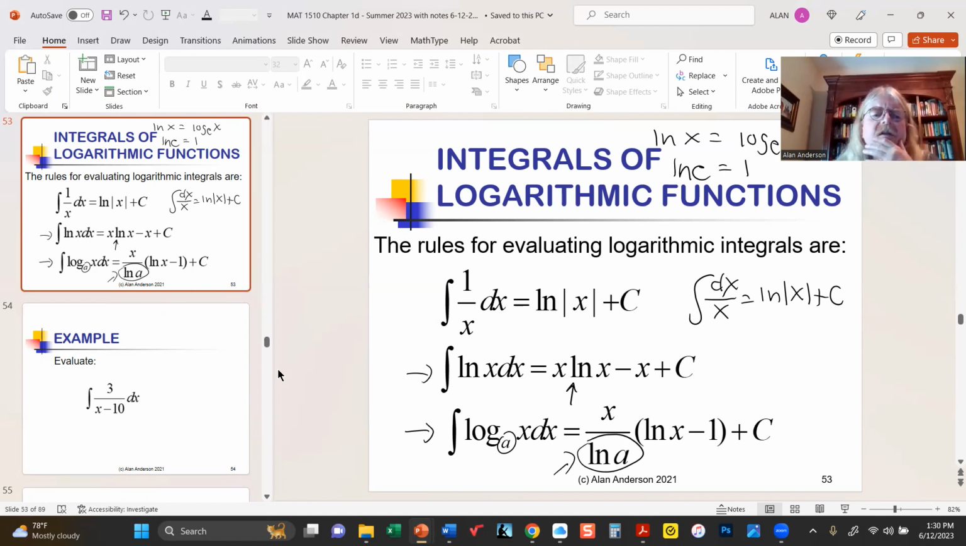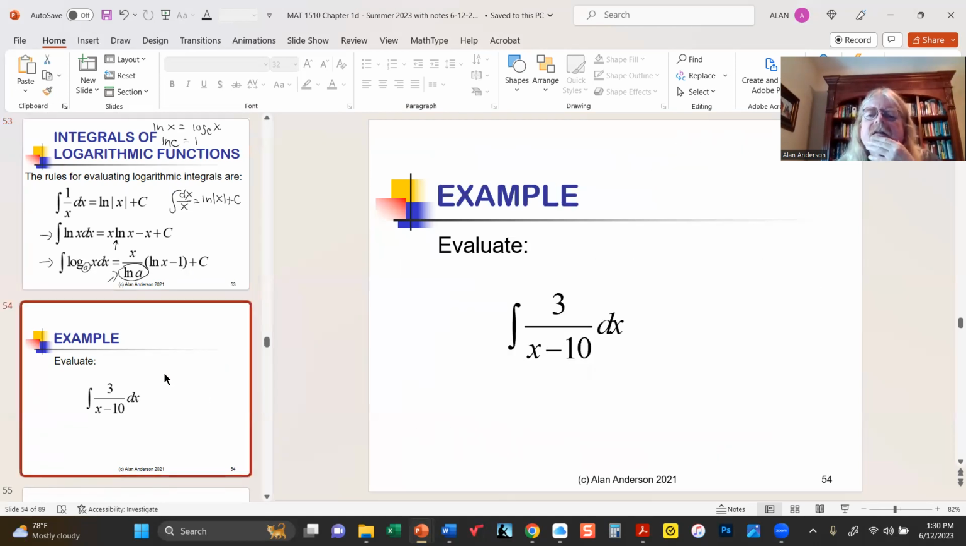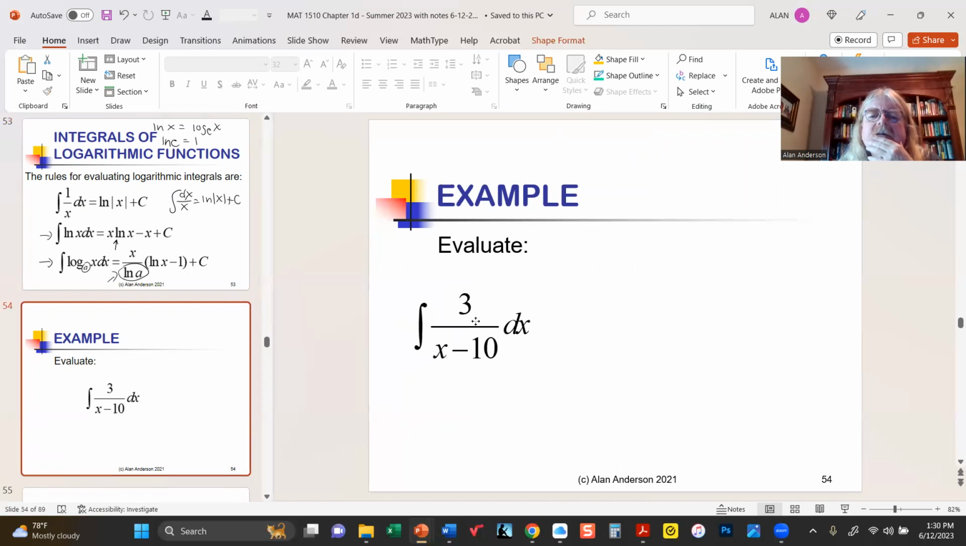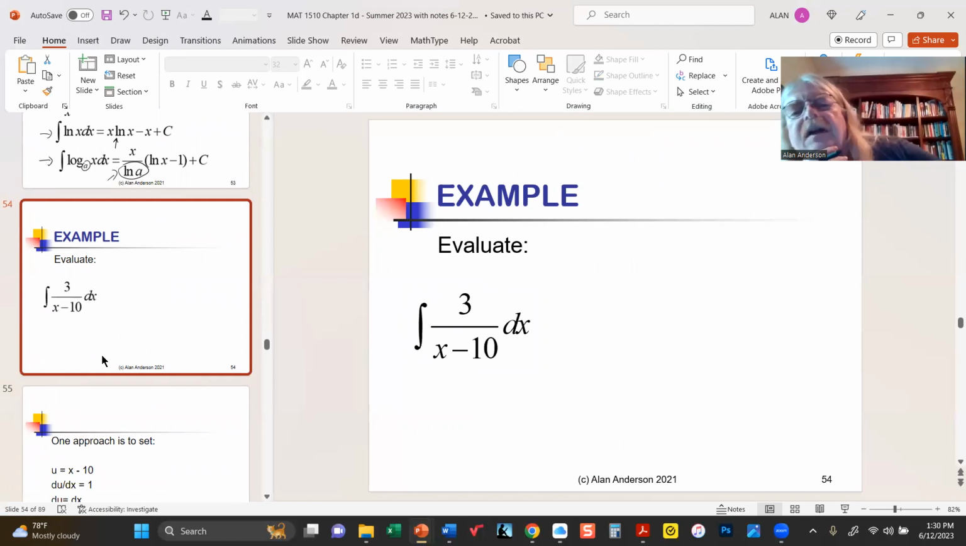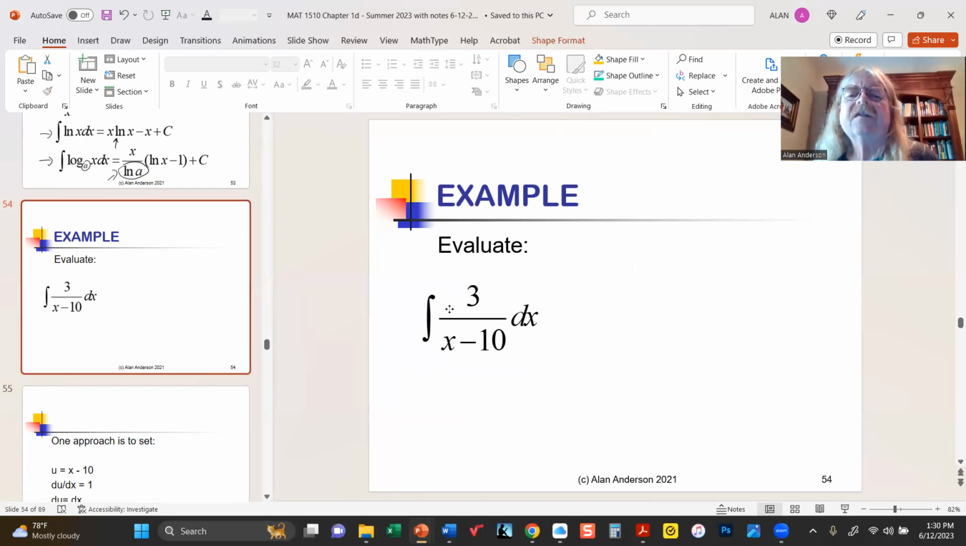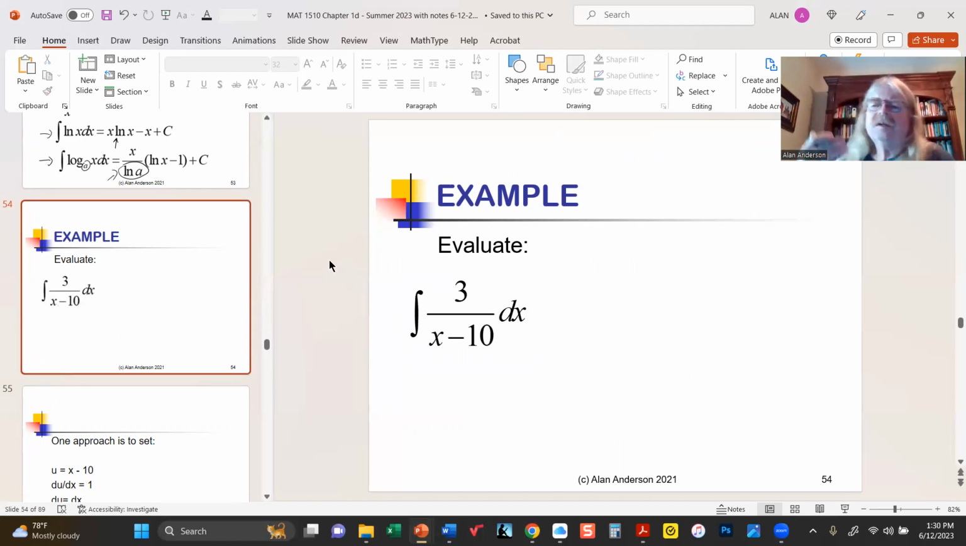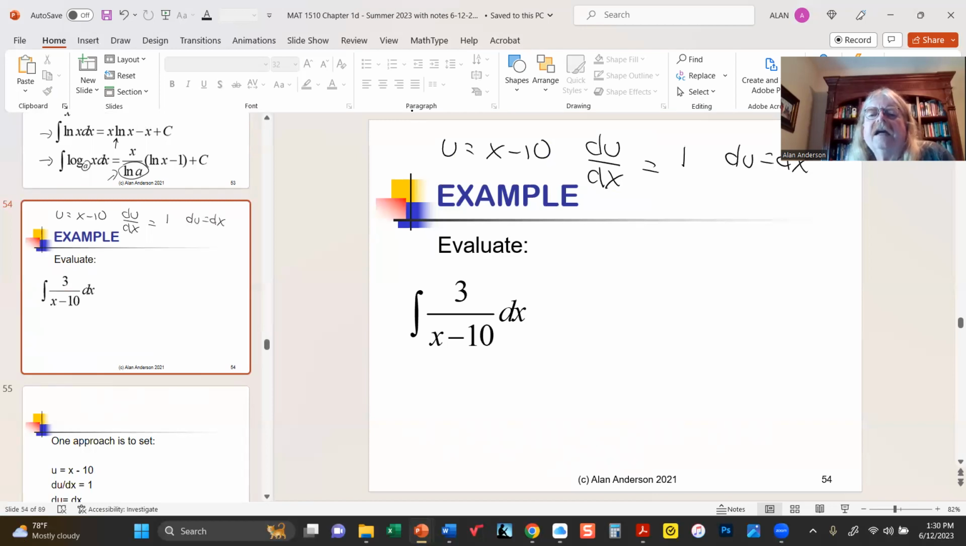All right, so let's put these to some good use. For example, what about this disaster? We might look at this and say, what are we supposed to do with this? All right, now remember, as a rule of thumb, we try to let u always be the messiest part of any expression. Usually that works out for the best, okay? Because remember, we need that du, and so let's start with u equals x minus 10. Okay, we do have the dx, so let's get that 3 out of there.